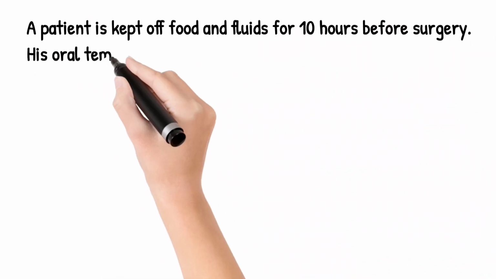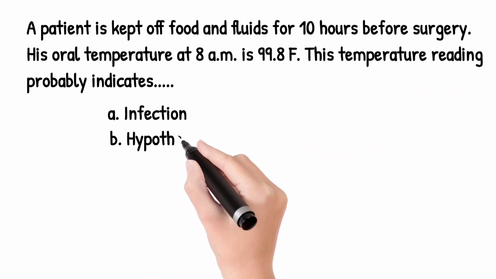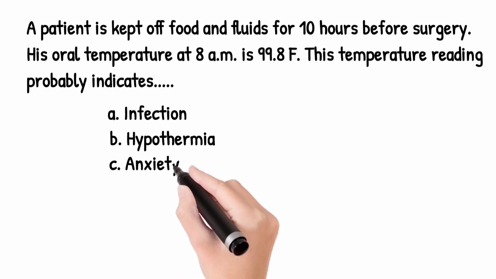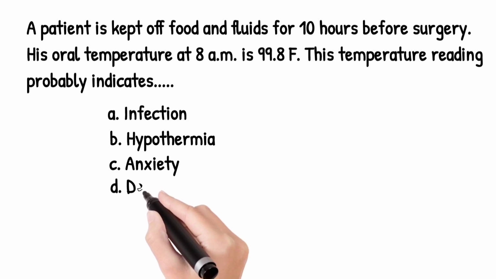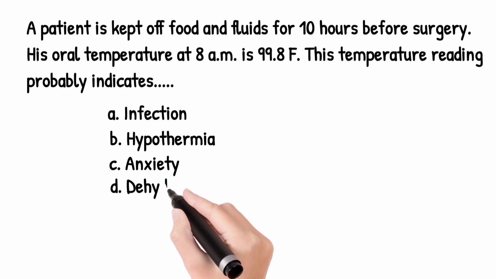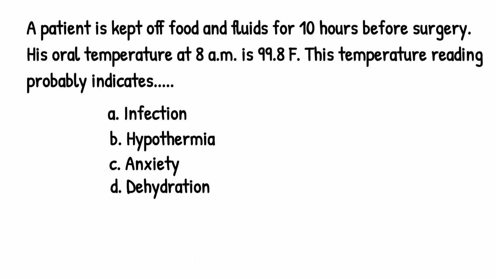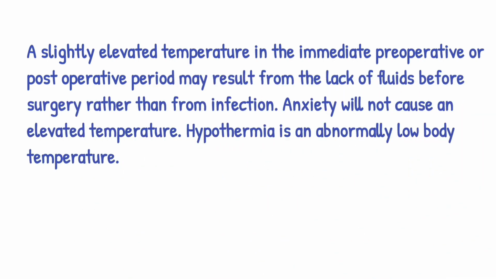A patient is kept off food and fluid for 10 hours before surgery. His oral temperature at 8 am is 99.8 Fahrenheit. The temperature reading probably indicates: option A, infection; option B, hypothermia; option C, anxiety; option D, dehydration. The answer is option D, dehydration. A slightly elevated temperature in the immediate preoperative or postoperative period may result from lack of fluid before surgery rather than from infection. Anxiety will not cause an elevated temperature. Hypothermia is abnormally low body temperature.